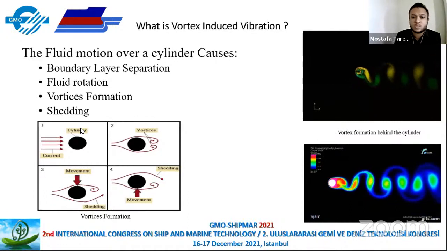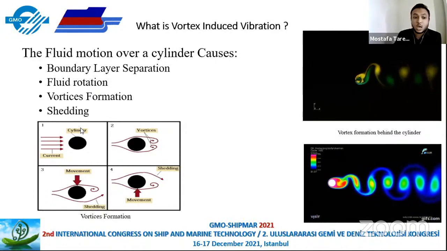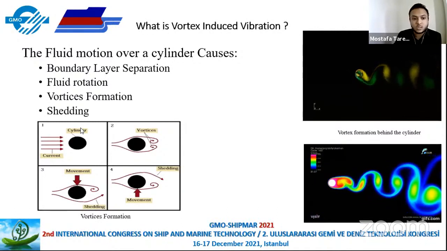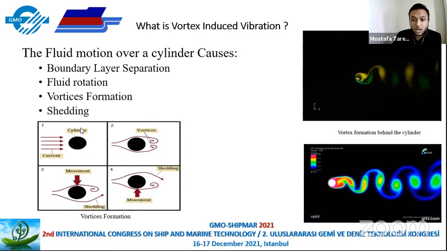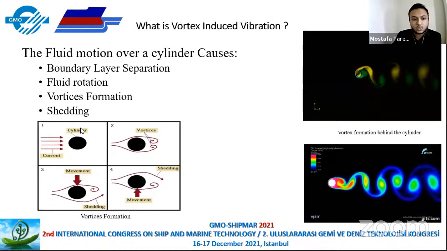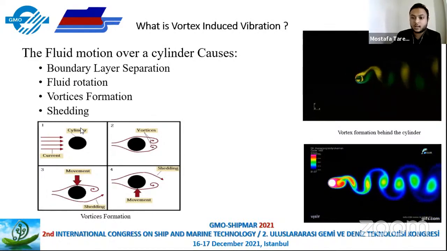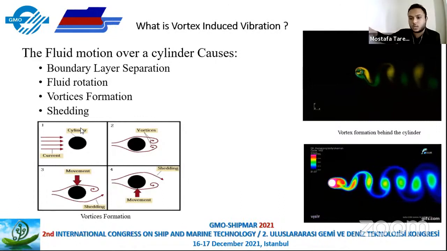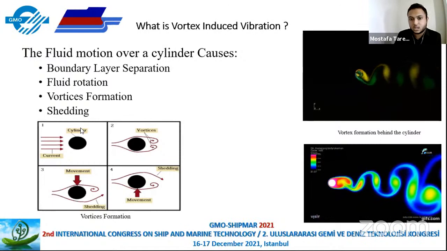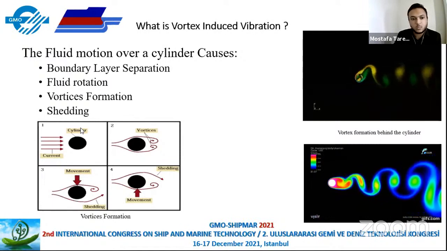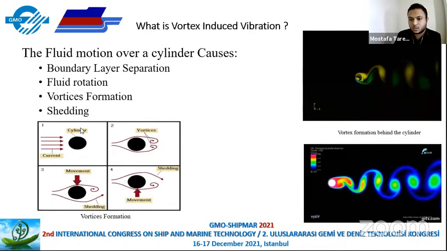In this stage, we will see boundary layer separation. After the boundary layer separation, there is a fluid rotation. The fluid will start to rotate here. After this rotation, we expect to see vortex formation, and after that, those vortices will shed away. Using simulators, we can see the phenomenon clearly. That is the same as this picture, but using the simulator.